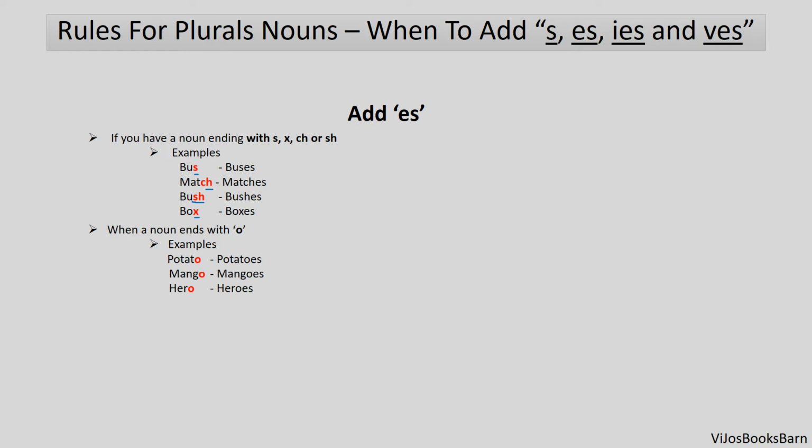When a noun ends with o, so potato, mango, hero, in that case, again add es. Potatoes, mangoes, heroes. So these are the rules for adding es to a singular noun.